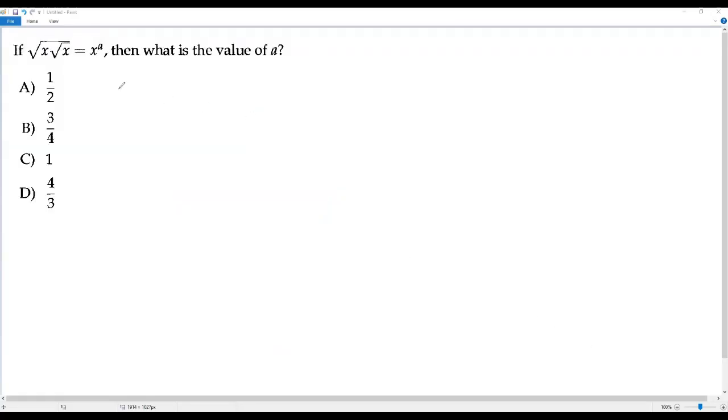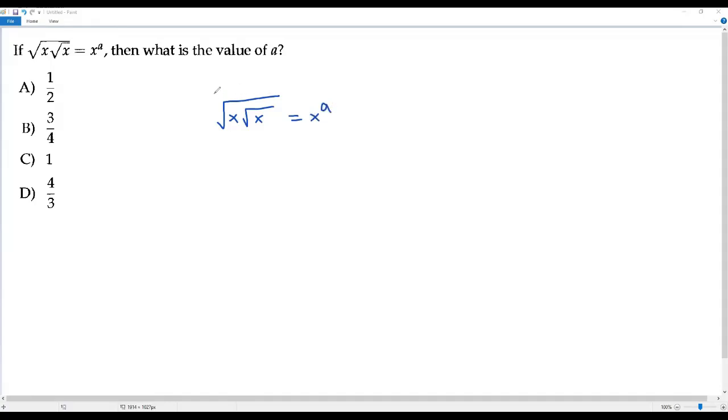Here we have the next problem. Okay, let's go to the question. If square root of x times square root of x equals x to the 8th power, then what is the value of a? In this equation we have to solve for a. Let me take the given equation as it is. That is square root of x times square root of x equals x to the 8th power.